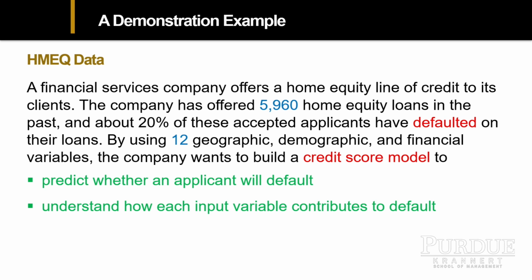And then the goal of this project is to use 12 variables, including the geographic, demographic, and financial variables, to build a credit score model to predict whether an application will default, and also understand how each input variable contributes to default. So we have two goals here: predict the default and understand the contribution of each input variable.